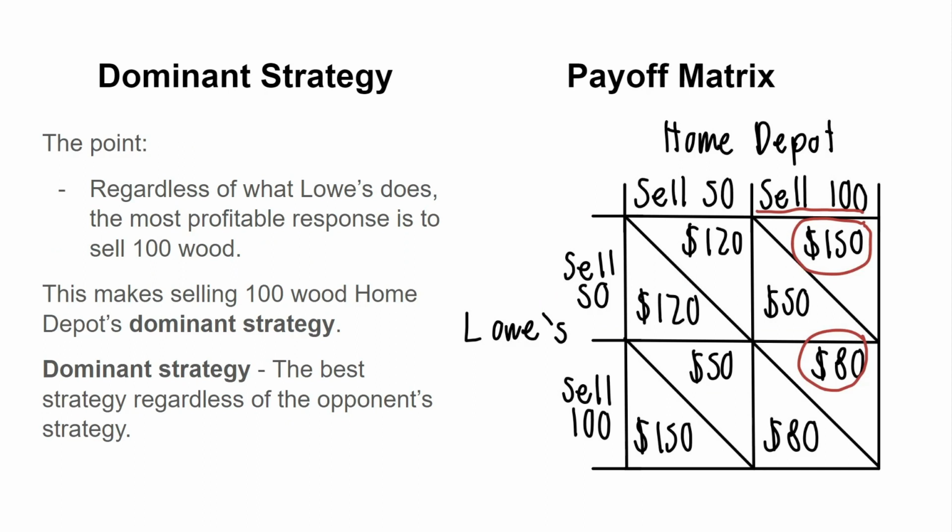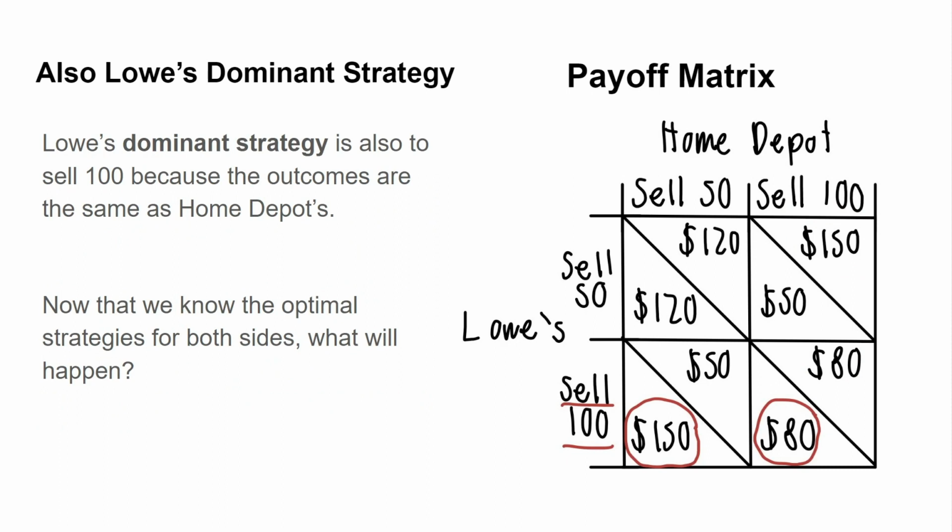The key point to recognize is that no matter what Lowe's does, we should sell 100. This makes selling 100 the dominant strategy. The dominant strategy is defined as the best strategy regardless of the opponent's strategy. If we thought from the perspective of Lowe's, we would still come to the conclusion that selling 100 is the dominant strategy because Lowe's has the same outcomes as the Home Depot.